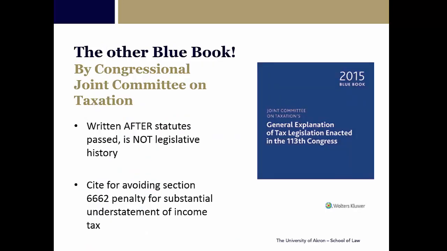There's something else I wanted to point out, another congressional document, which is issued by the Congressional Joint Committee on Taxation. It's called the Blue Book. Now, this is different, obviously, from the Blue Book that deals with legal citation format. This Blue Book is a summary and description of tax legislation that was recently passed. It's written after the statutes are passed, so it's not legislative history. So you don't want to cite to this in a brief or anything like that, but you can use this to avoid underpayment penalties.